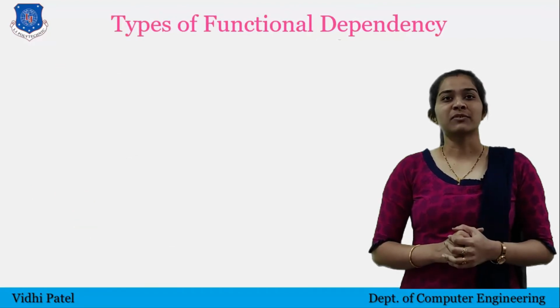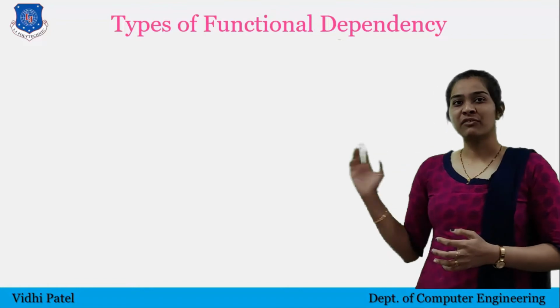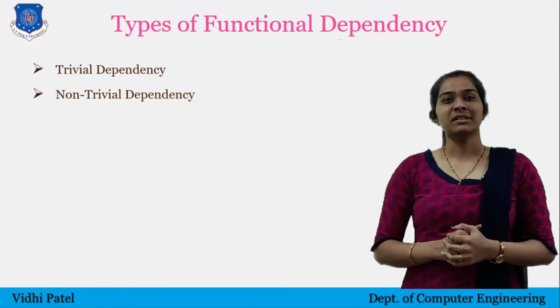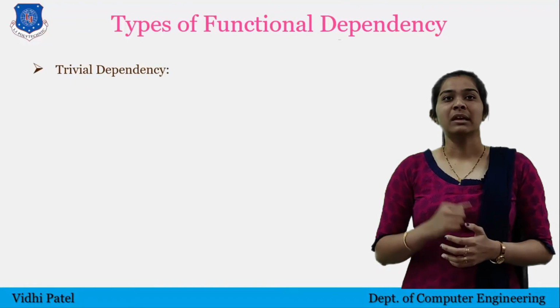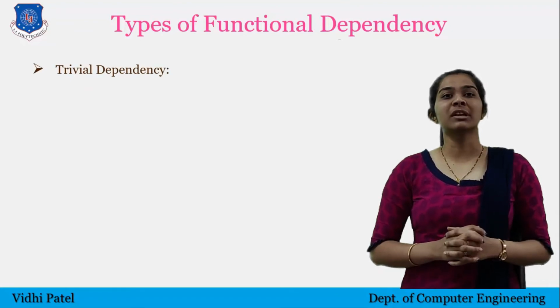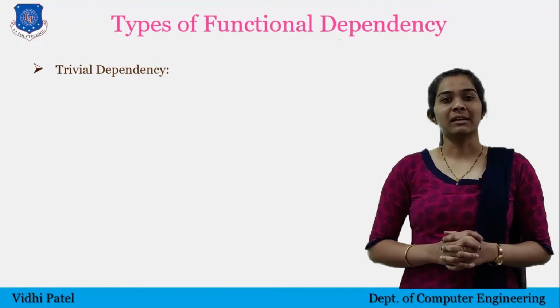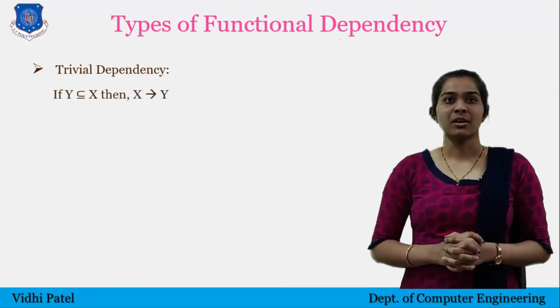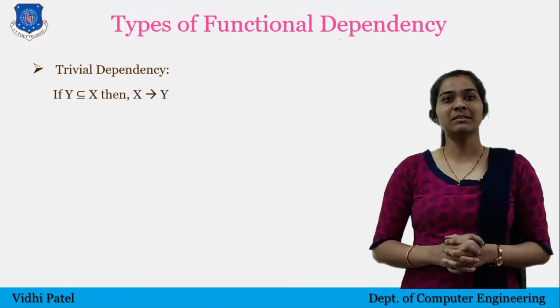There are two types of functional dependency: trivial functional dependency and non-trivial functional dependency. The first one is trivial functional dependency. If the right-hand side attribute is a subset of the left-hand side attribute, then it is known as trivial dependency. So here, if y is a subset of x or equal to x, then this dependency is known as trivial dependency. I am explaining it by giving an example.